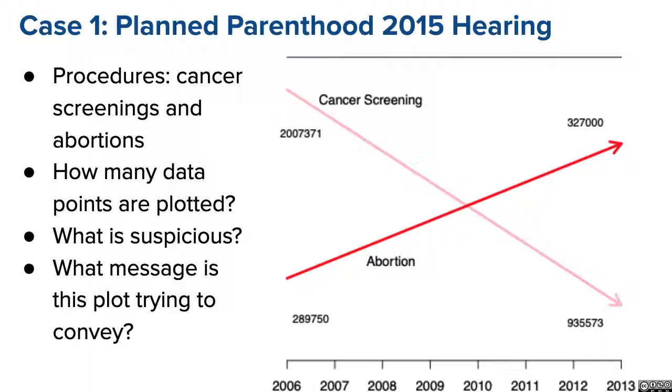So what message do you think this plot is trying to convey? Yes, Julie? It's trying to convey that there's some direct correlation between the increase of abortions and the decrease of cancer screenings. Okay, so Julie says there's some correlation, some causation: when cancer screenings go down, the number of abortions goes up. Yeah, so it's trying to convey that message.